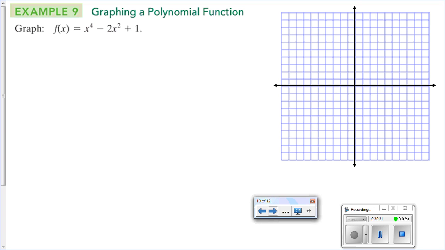And for this, you're going to get with a partner who is behind or in front of you. Not next to you, in front or behind.